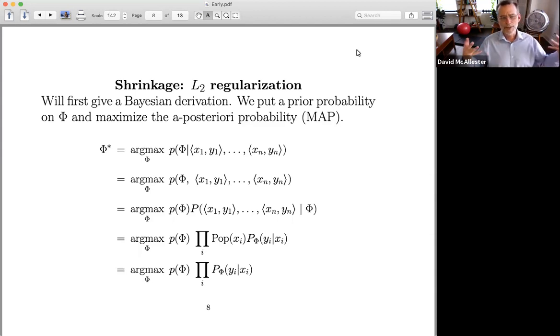So here's the general setting. I'm going to assume that our training data is XY pairs. And we're trying to build a model that predicts Y from X. So X could be an image, Y could be one of 1,000 labels. I want to predict the label given the image.